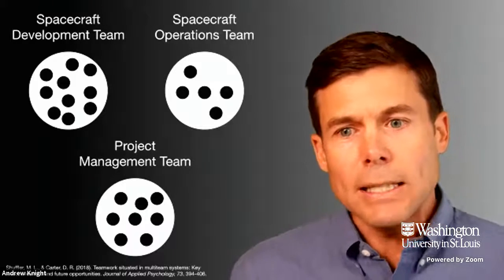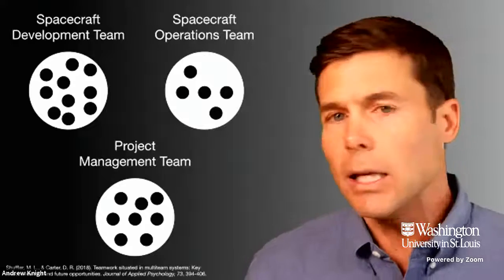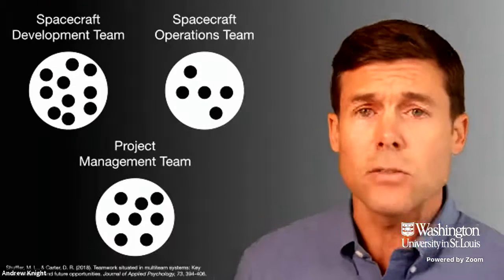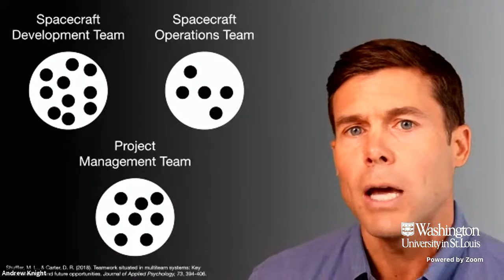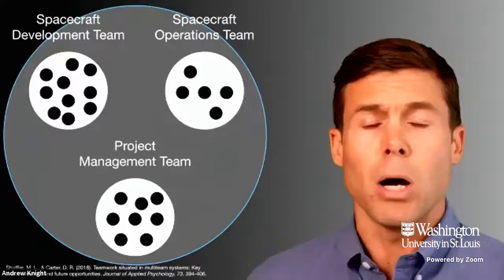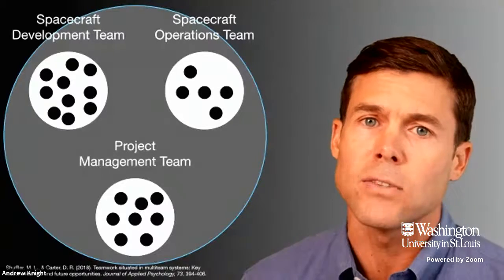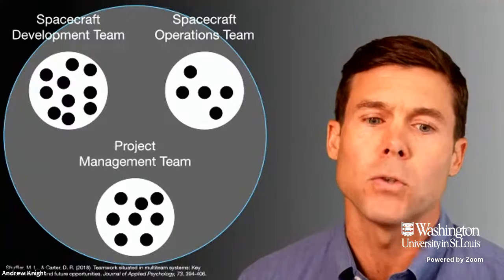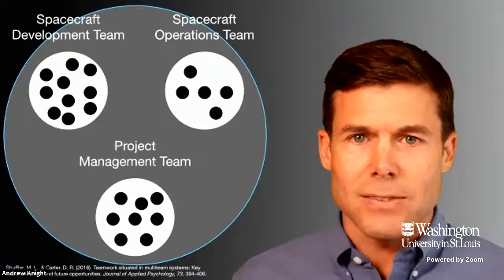Now, what you'll see is that each of these teams is a bounded team. Each team has its own performance objectives. Each has its own metrics of success, its own specific timetable. However, this team of teams also has an overarching set of objectives that unite the teams together, that bring them together in pursuit of a common objective. And so that's what a multi-team system looks like.